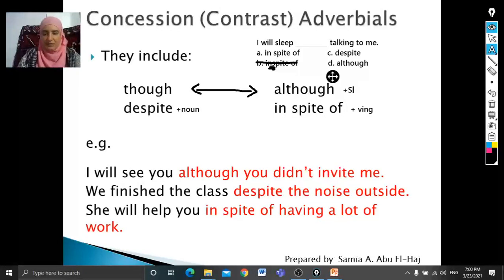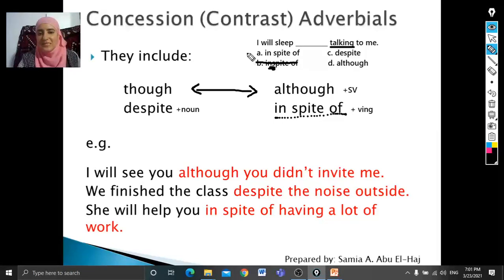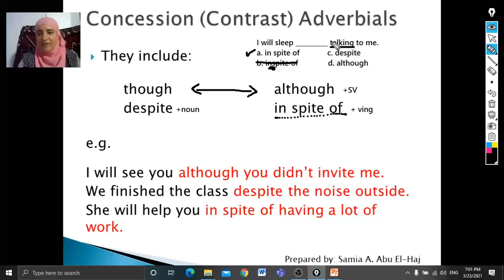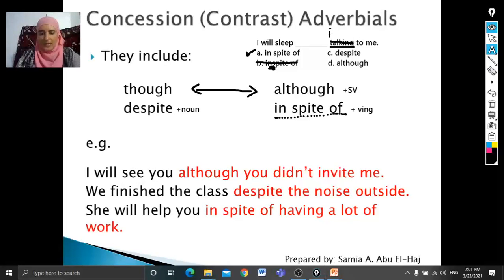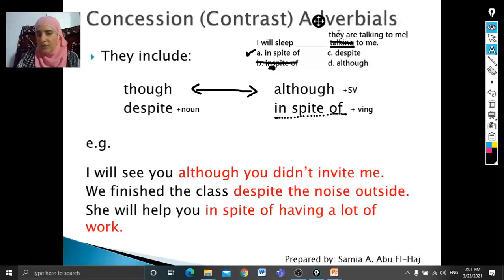So after them, we must have subject, verb. Okay? Now let's look here at what comes after the space. After the space, I have ing. The only one I can use ing with is in spite of. So the correct answer here is A. A is the correct one. Okay, if I don't have talking to me, if I have they are talking to me, in this case, which one should we choose? We will choose although, because we have subject and verb.